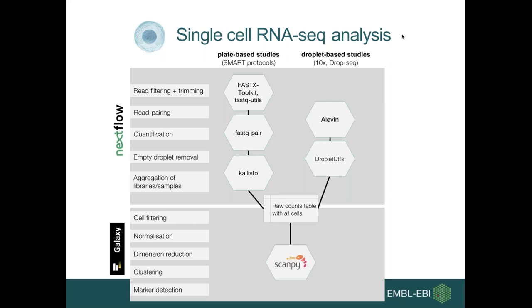Eventually, what you end up with is a table with row counts that includes all cells from each experiment. And this is then further analyzed using the SCEA suite of tools, which then takes care of the cell filtering, normalization, dimension reduction, clustering, and marker detection. And that's the analysis that we then show on our website.